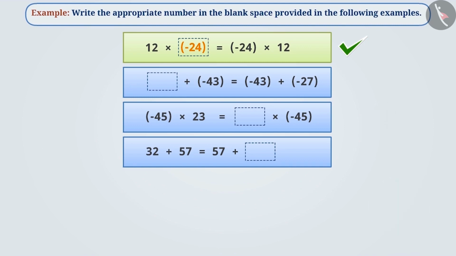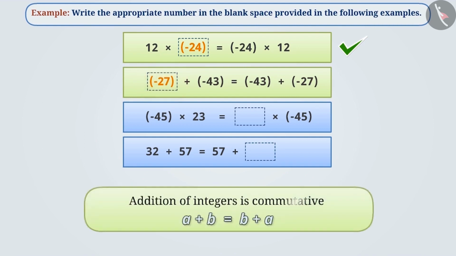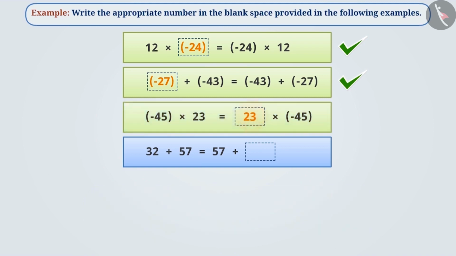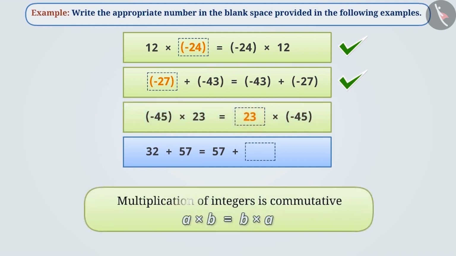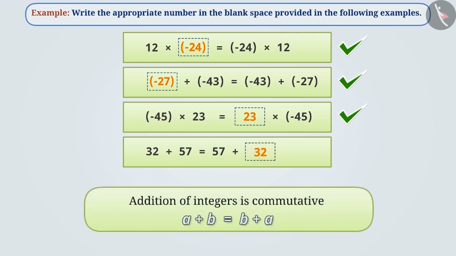Let me tell you. In the second equation, we will write minus 27 in the blank space because the addition of integers is commutative. In the third equation, 23 will be written in the blank space because the multiplication of integers is commutative. Similarly, in the fourth equation, 32 will be written in the blank space because the addition of integers is commutative.